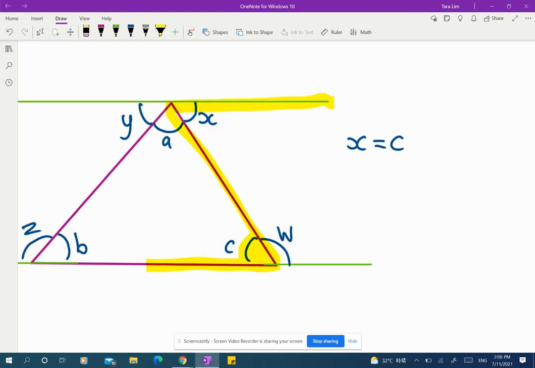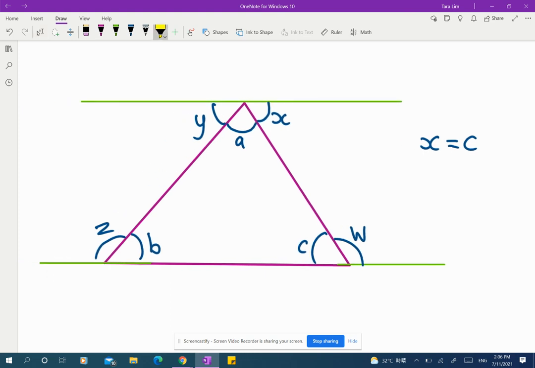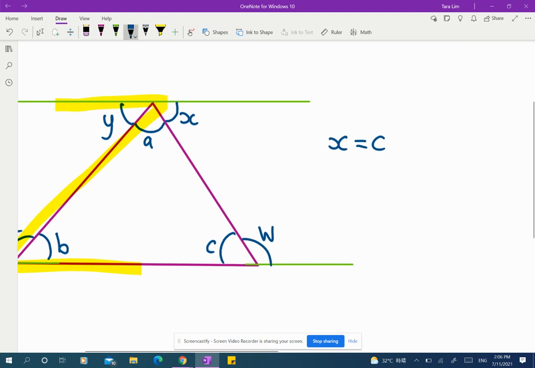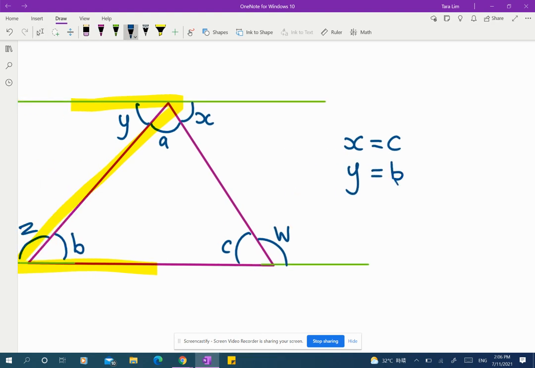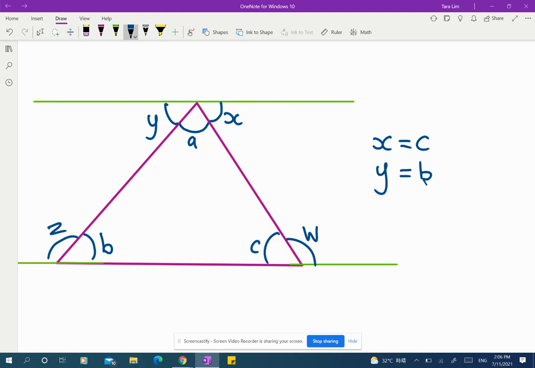Now let's find another relationship. This time I have another alternate angle. Let's say this one. Now this time we have Y and B are the same. So angle Y and angle B are equal to each other because they're alternate angles. So next, now that we know that X is equal to C and Y is equal to B, we already find there's some relationship. Now let's focus on A.